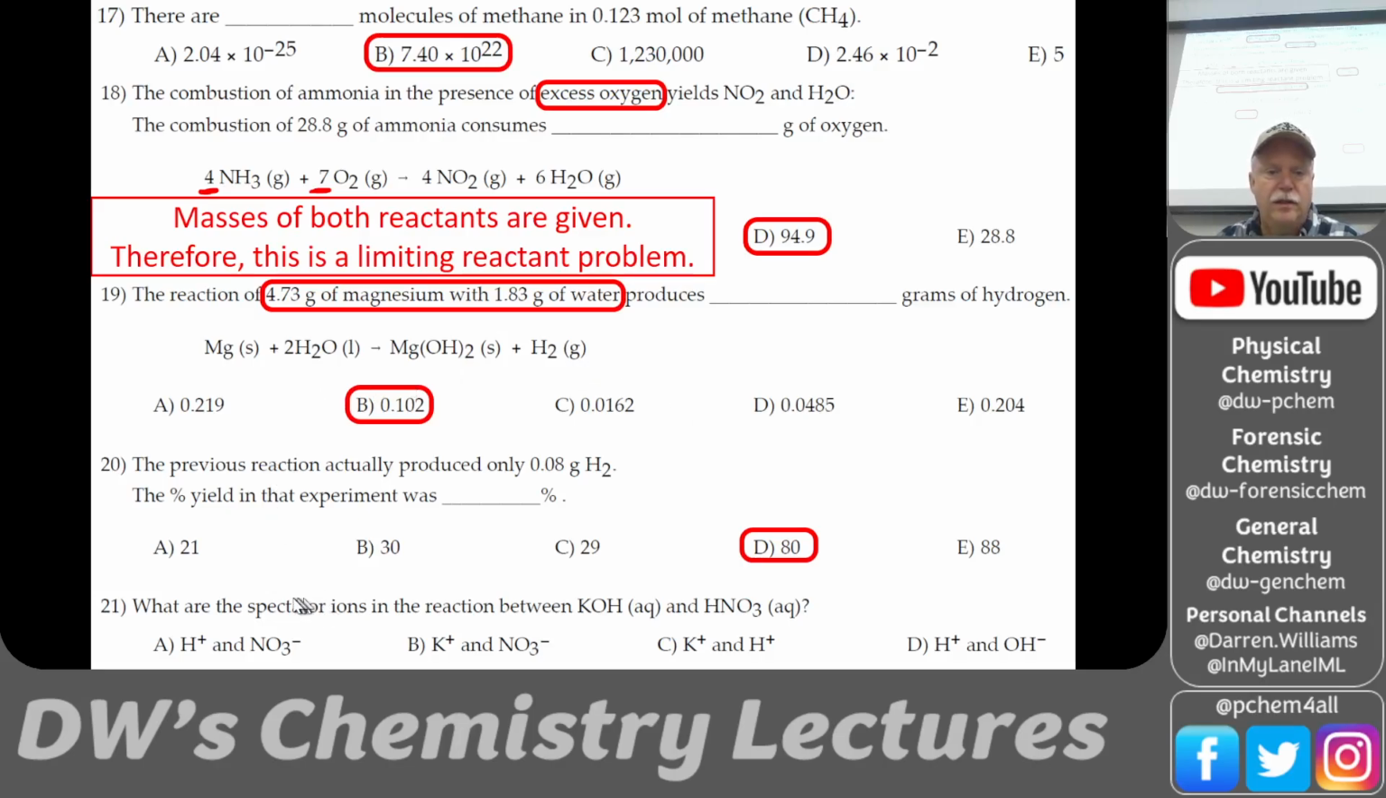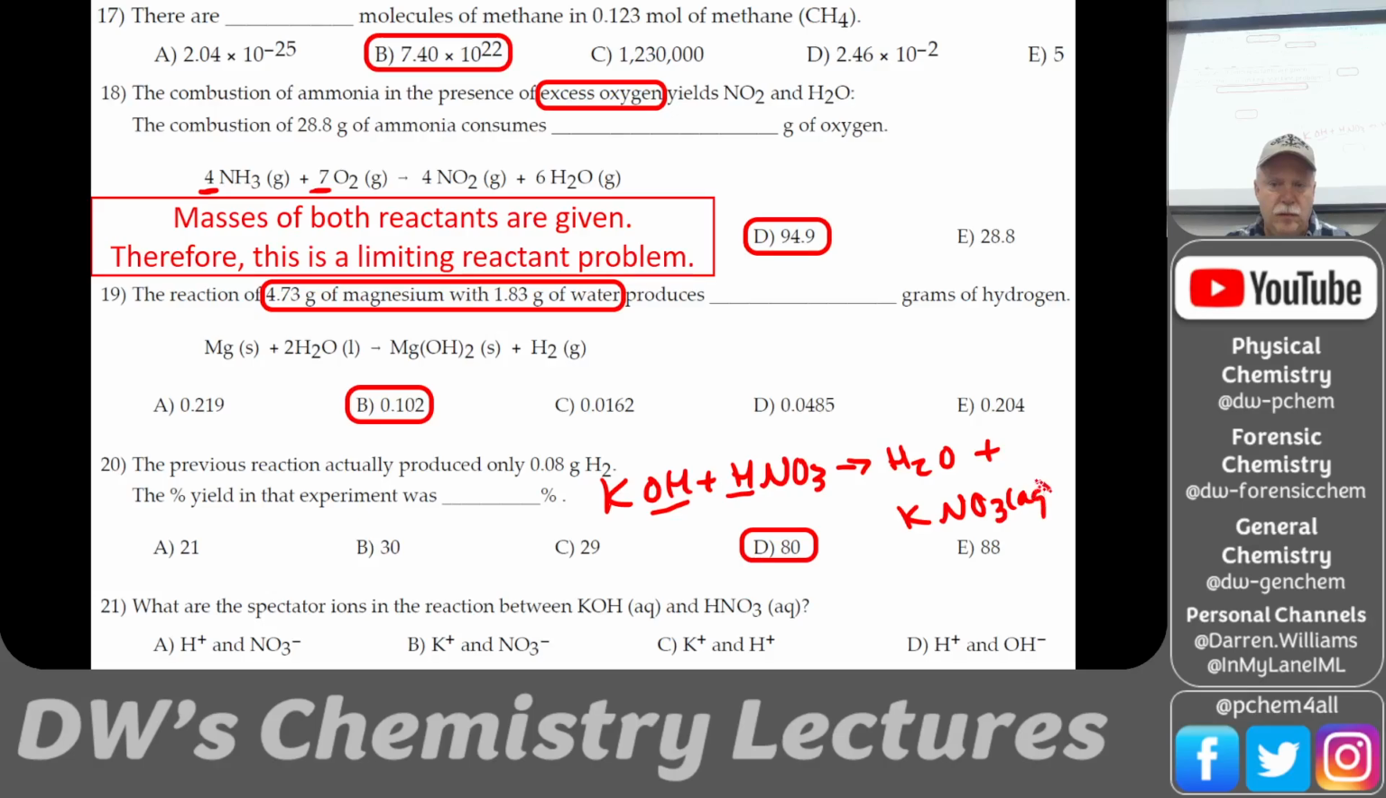Okay, and then this last one is just a straight up question about spectator ions. So here's an example of an acid-base reaction. Let's go ahead and write it out just for grins. So I have KOH plus HNO3. And you see this OH here? That's the hydroxide, that's the acid proton. They're going to combine to make water. And so that's aqueous, water's liquid.